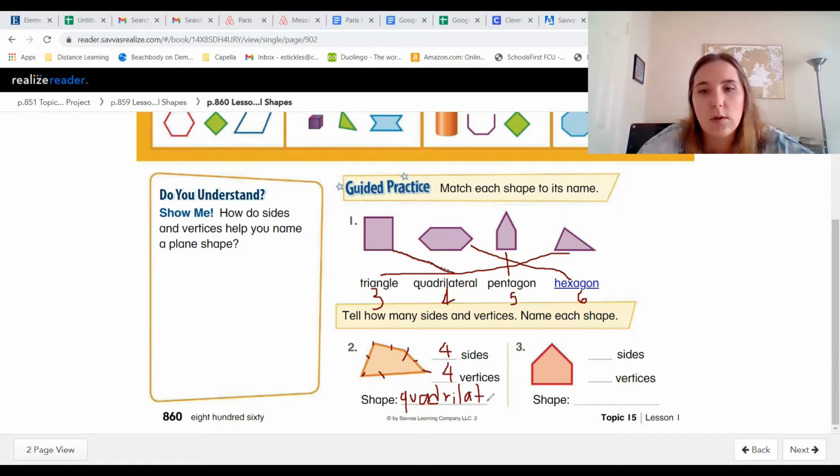I know it's kind of a crazy long word. Lateral. There we go. Quadrilateral. And then let's look at number 3. I see 1, 2, 3, 4, 5 sides. And then I see 1, 2, 3, 4, 5 corners. So what shape has 5 sides and 5 vertices? Pentagon. So we're going to name it a pentagon.